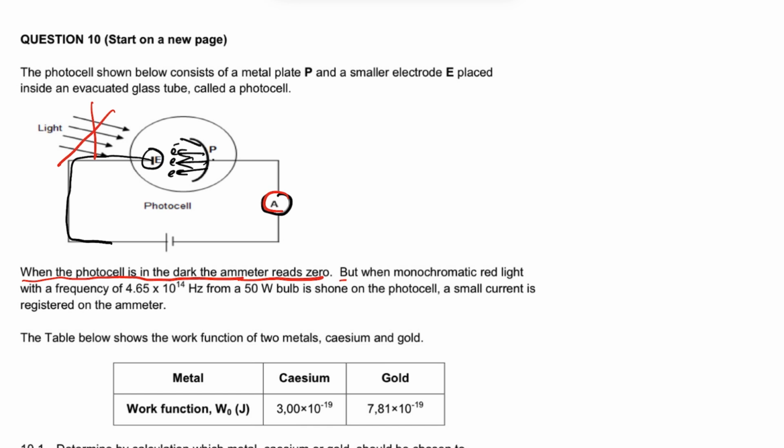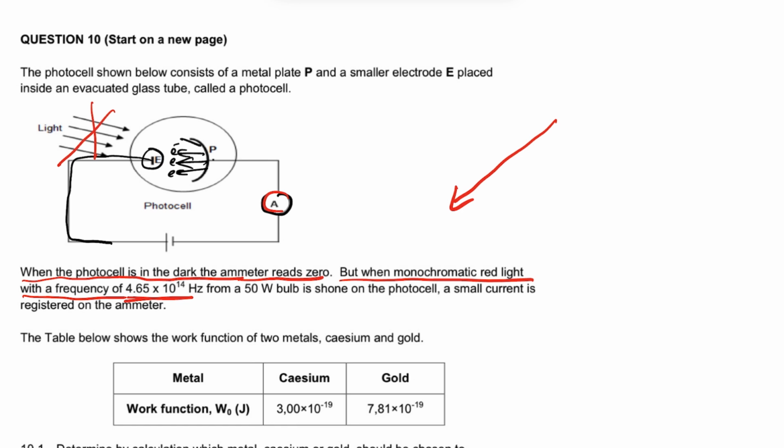But it says the monochromatic red light with a frequency of that. So this monochromatic light, guys, mono means one. It's a light that consists of a single colour. It's monochromatic.